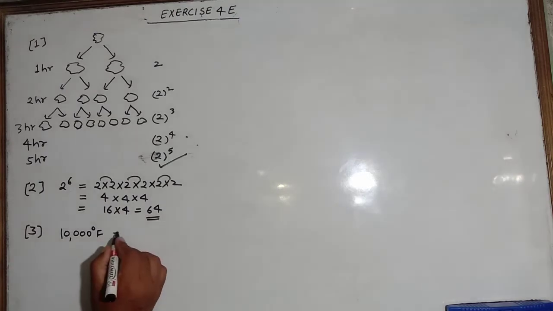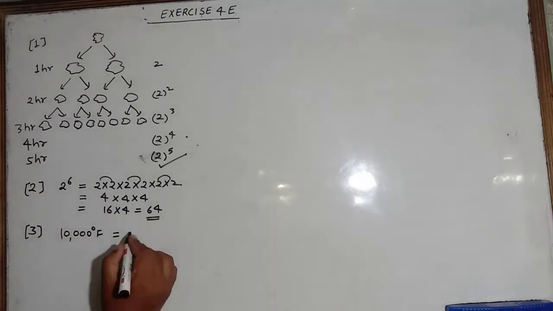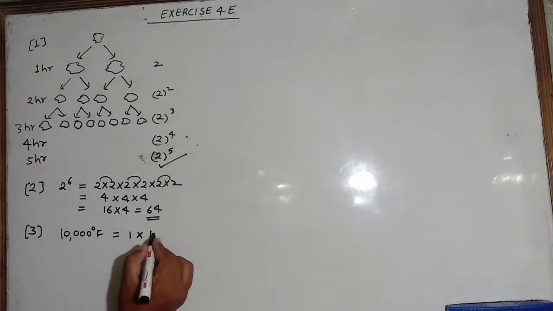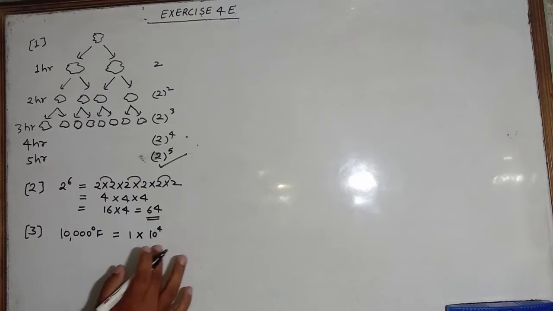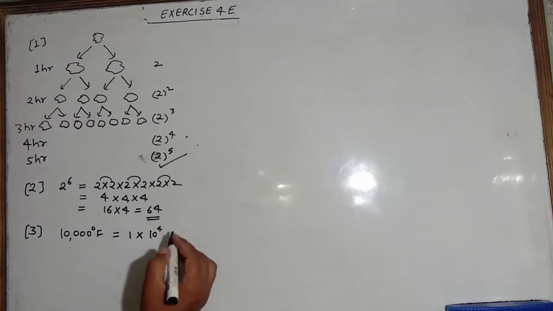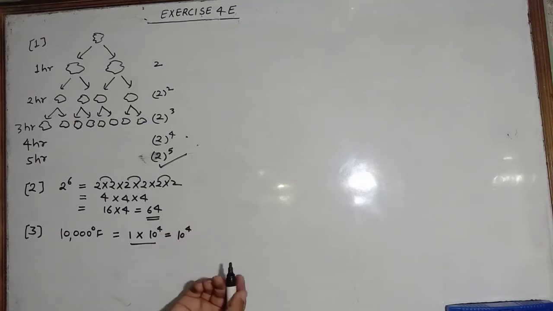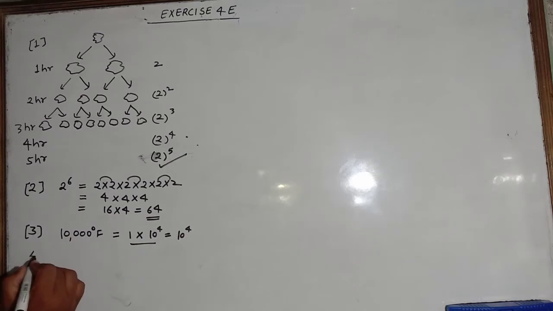So what you can write is, see here, this has 1, 2, 3, 4 zeros. So we can write it as 1 into 10 to the power 4. Or simply, you know that if we multiply by 1 it will be the number itself only. So we can write it like this also, 10 to the power 4. That's your choice. Now come to the next question, question number 4.